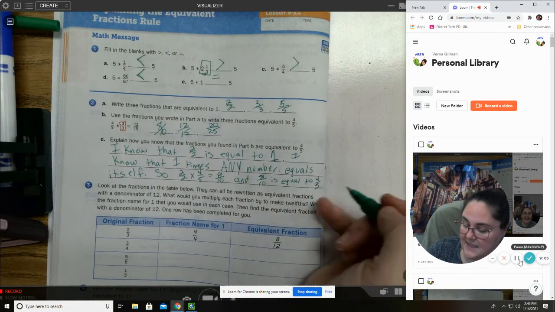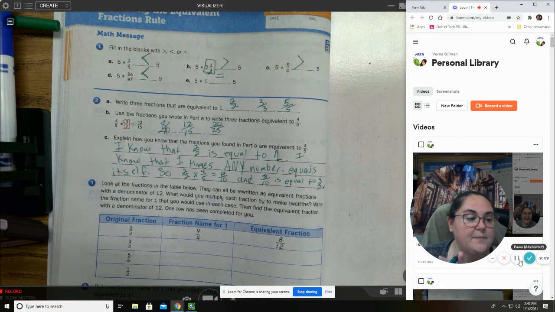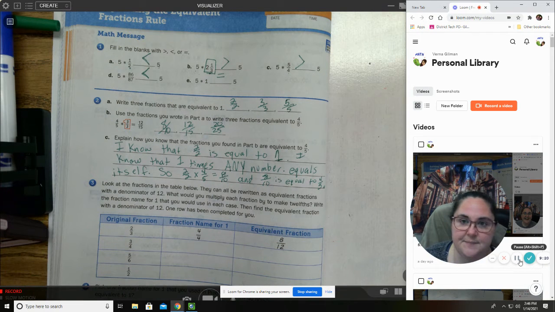Something along those lines. I talked about things that were equivalent. I talked about any number times 1. I talked about fractions that equal 1. I talked about all of those different things, right? That is the wording that I would use for this.